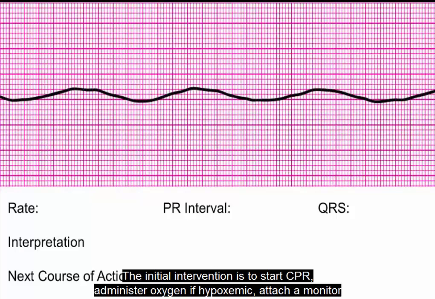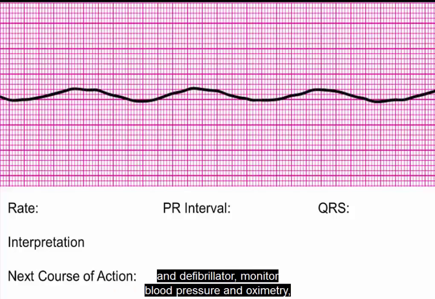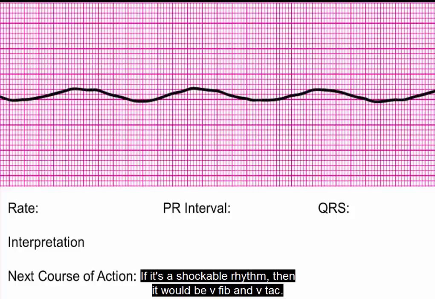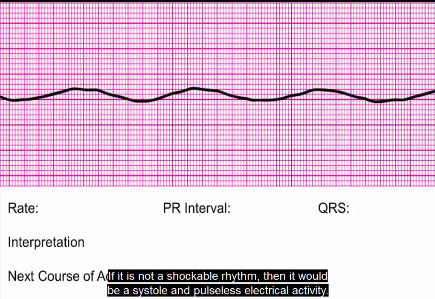The initial intervention is to start CPR, administer oxygen if hypoxemic, attach a monitor and defibrillator, monitor blood pressure and oximetry, and identify and treat reversible causes. Then check the rhythm. If it's a shockable rhythm, then it would be VFib and VTach.